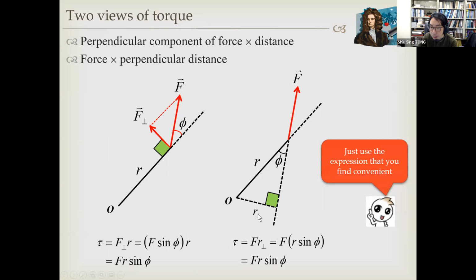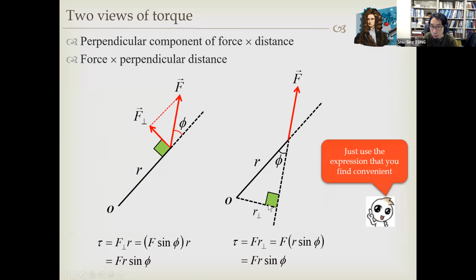Now we denote the perpendicular distance by r perpendicular here. This is the line of action of the force. We extend the force backward so that it forms a line of action, and the perpendicular distance between the pivot point and this line of action is called r perpendicular. From this point of view, you can say the torque is the force multiplied by r perpendicular.